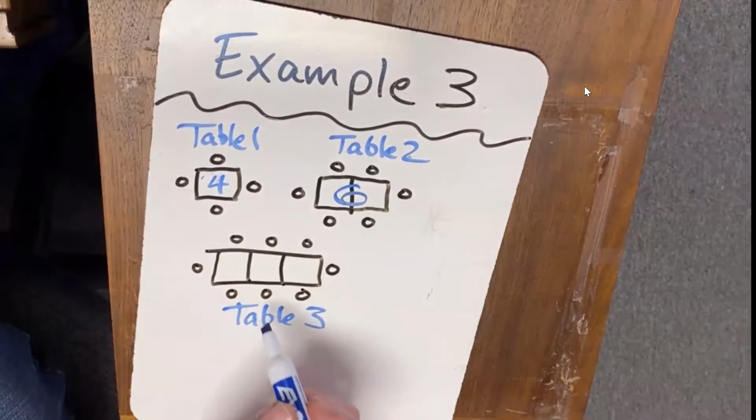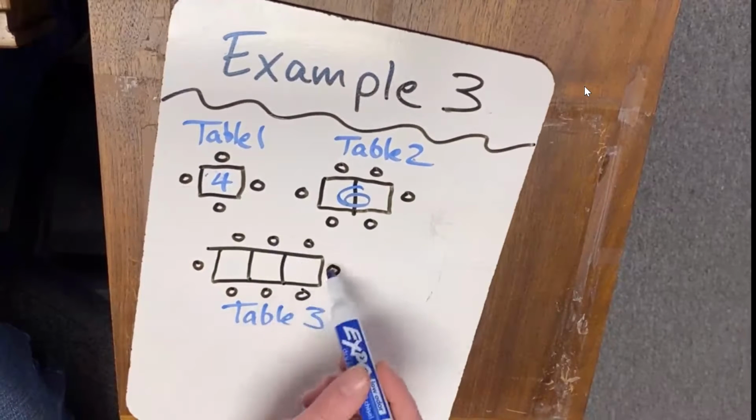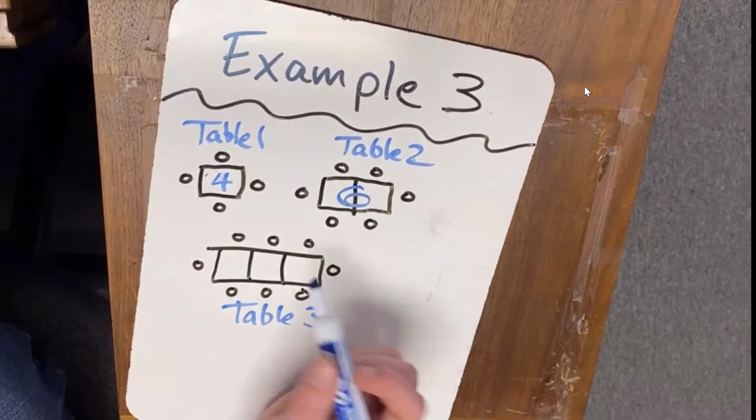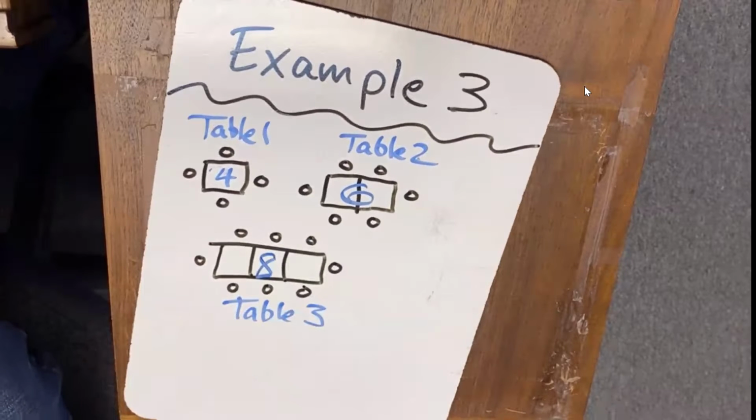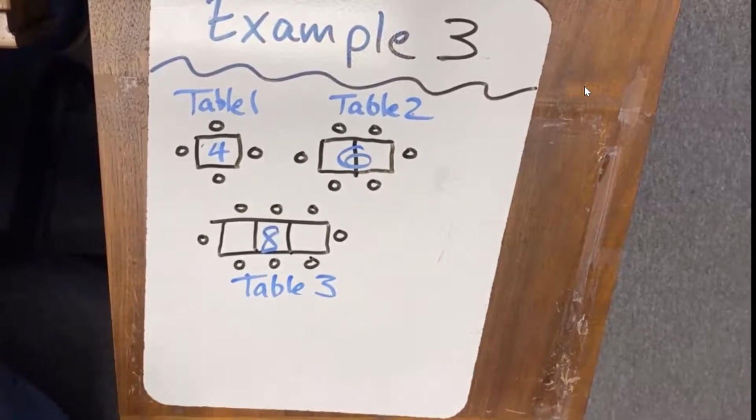Then we have table 3. How many people do we have? 1, 2, 3, 4, 5, 6, 7, 8. 8 people sitting at 3 tables. All right, so let's draw this out in my chart.